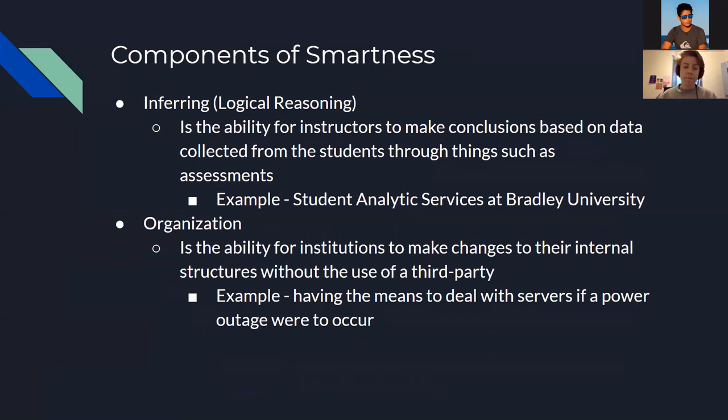The next component is inferring, which is also known as logical reasoning. It is the ability for instructors to make conclusions based on data collected from the students through things such as assessments. Example, the student analytics services at Bradley University. Organization is the ability for institutions to make changes to their internal structures without the use of a third party. An example of this is having a means to deal with servers and how to properly save data if power were to be lost.